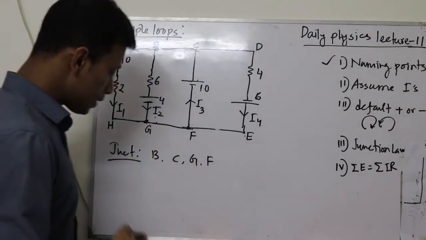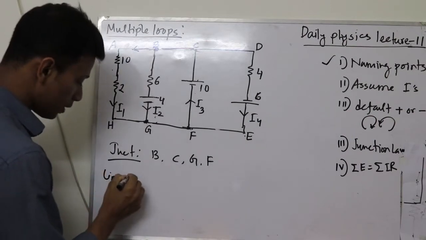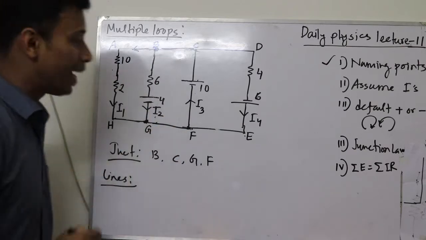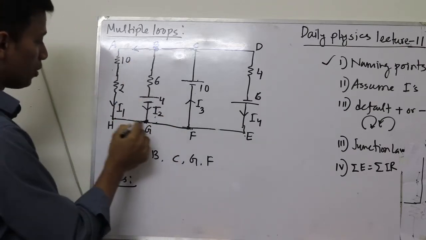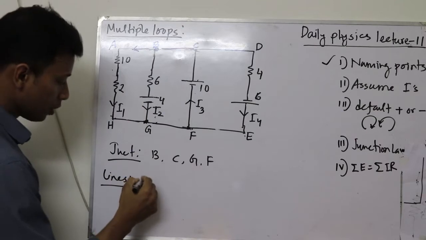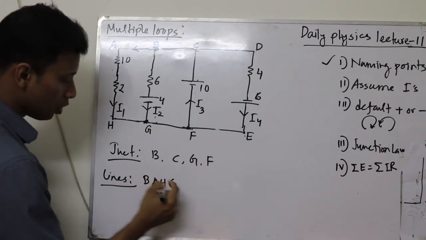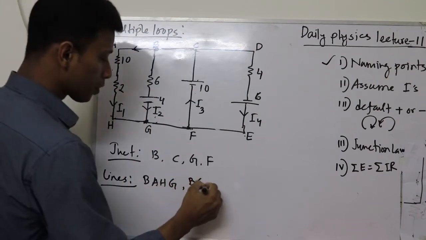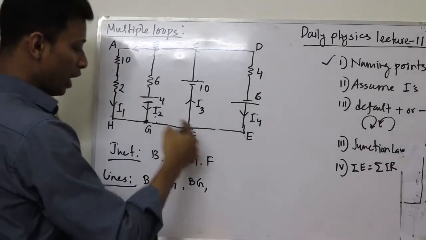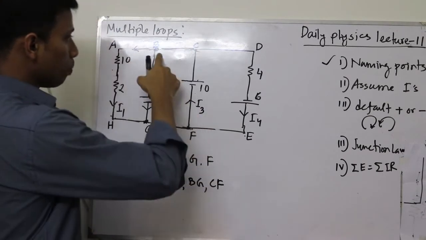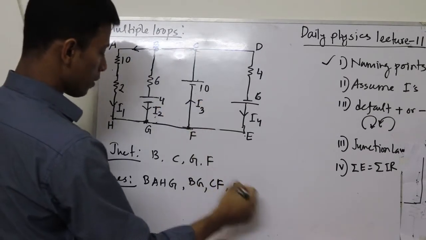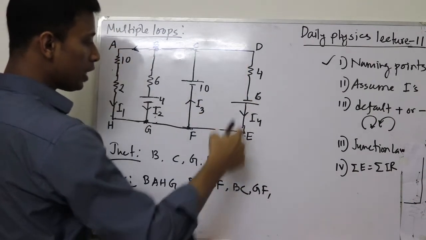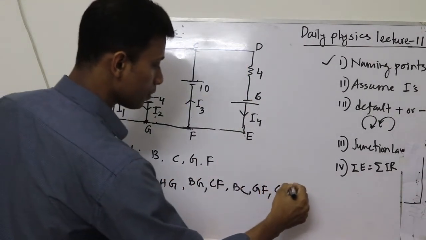So what are the lines? Find out the lines. Junction to junction, these are known as lines. So from B to G junction, B, A, S, G is a line. B, G is another line. C, F is another line. B, C is another line. G to F is another line, and C, D, E, F is another line.